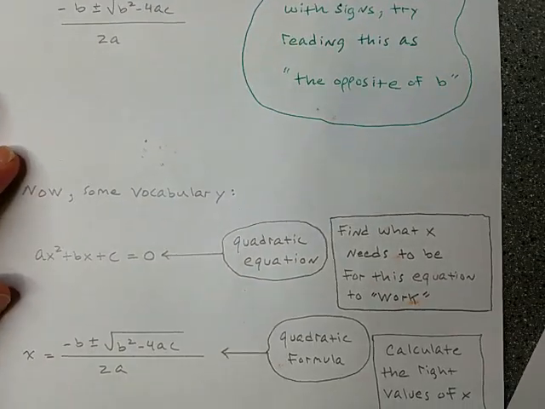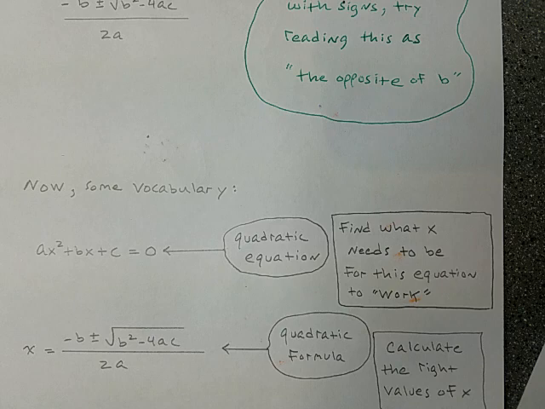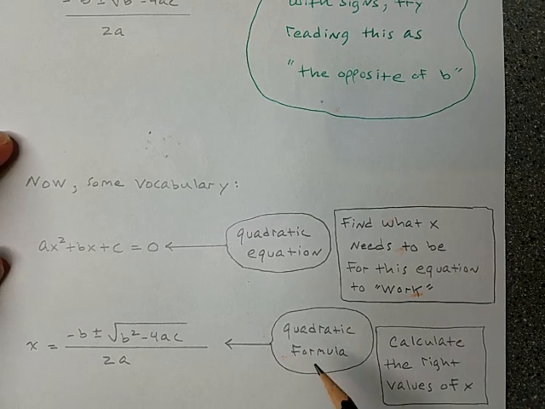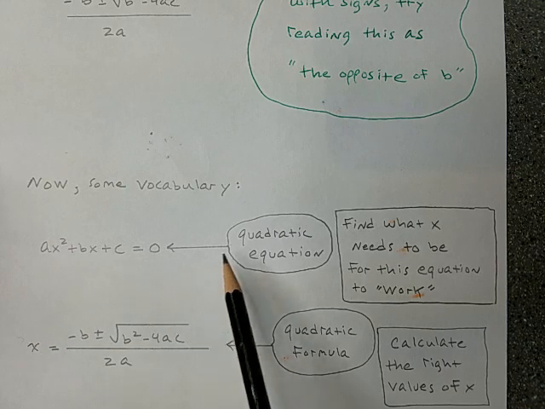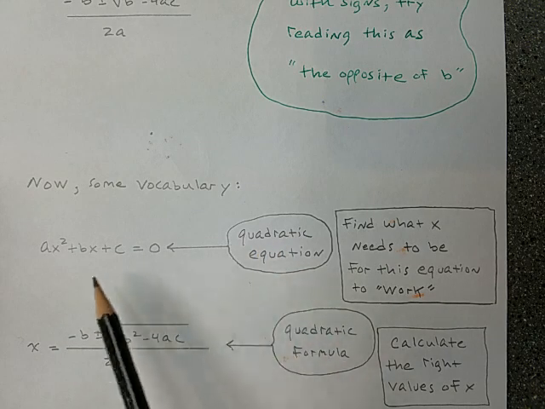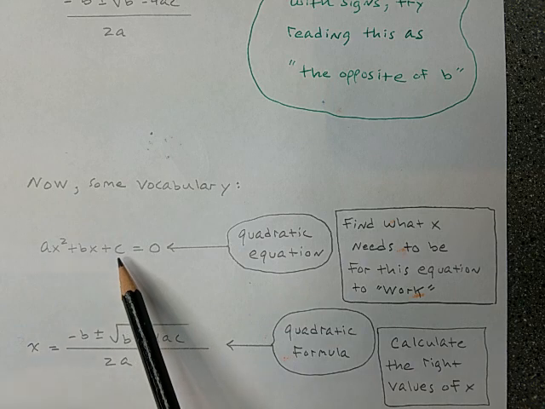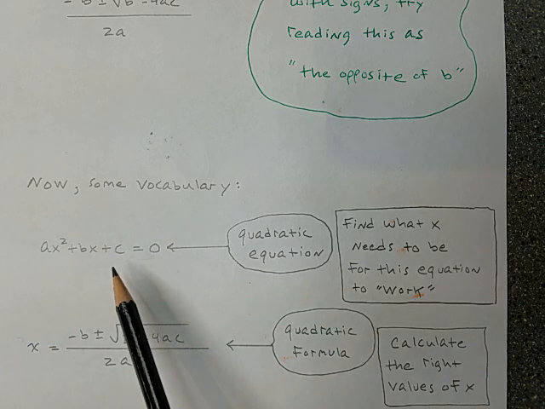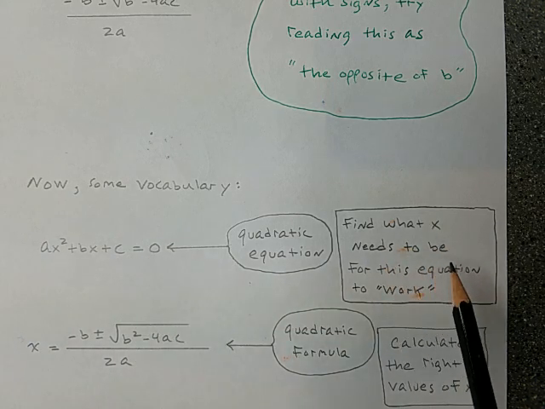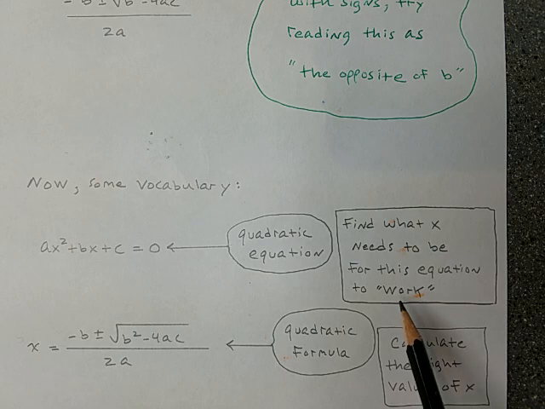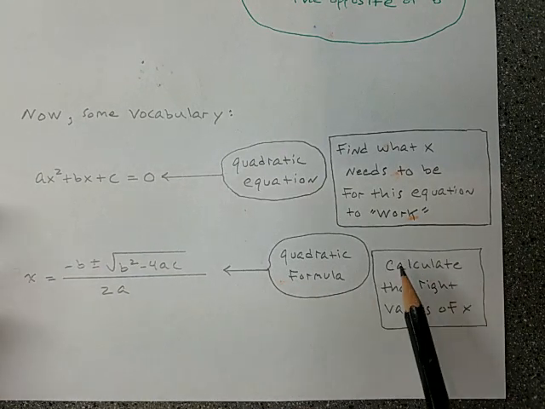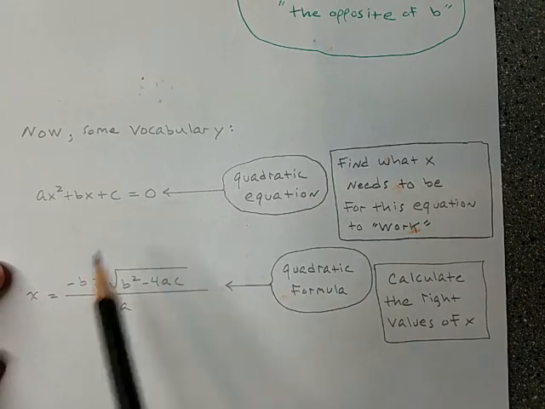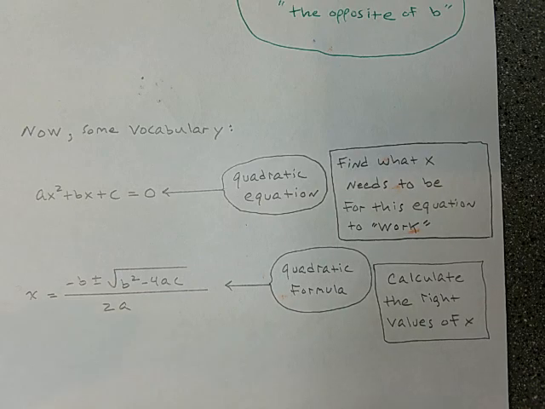Vocabulary. You've got to know the vocabulary. It's not usually what I emphasize when I teach, but we should know what things are called. Do you see this right here? That's called a quadratic equation: ax squared plus bx plus c equals 0. And what we want to do is find what x needs to be for this equation to work. That would be what finding the answers means. This is called the quadratic formula, and it's what we use to solve quadratic equations. So that's some vocabulary.